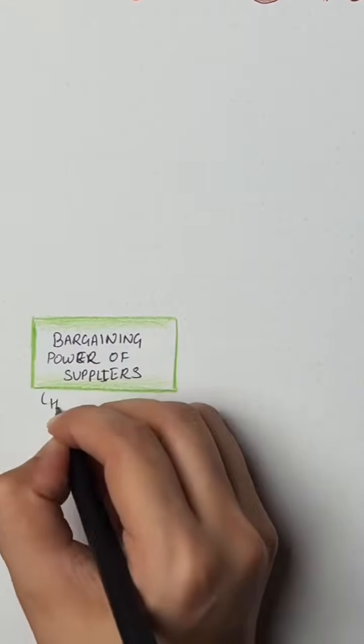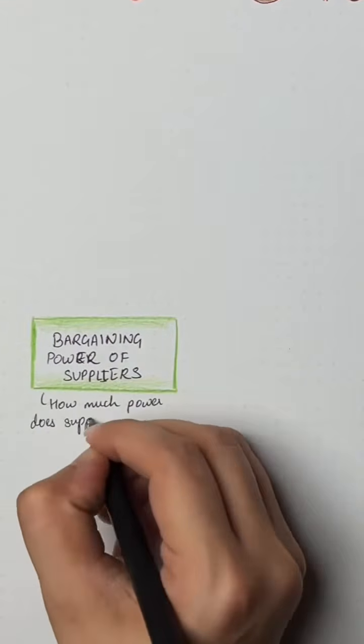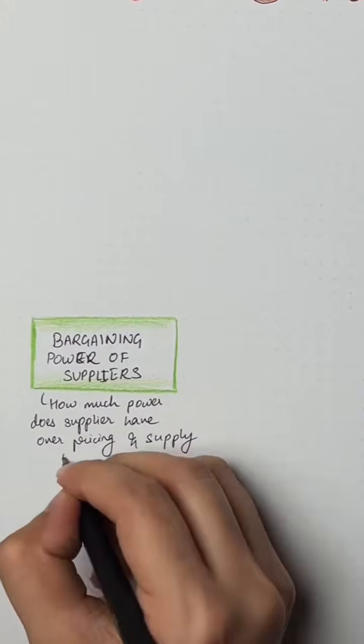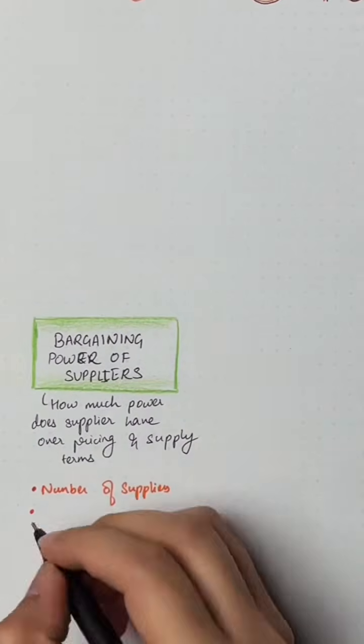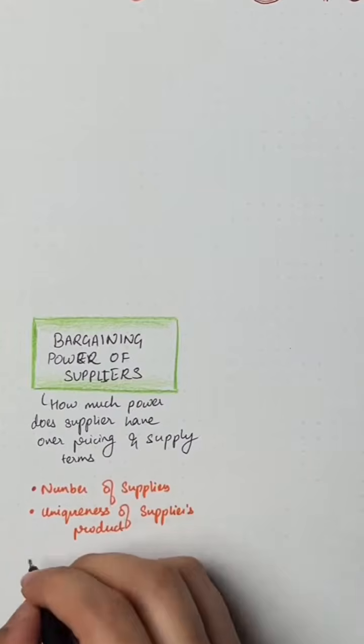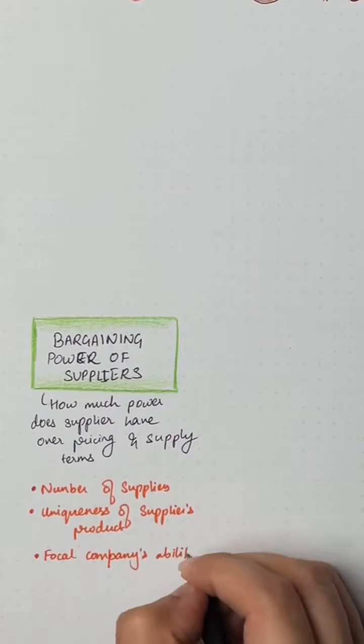So first is bargaining power of suppliers. This means how much power does the supplier have over pricing and supply terms. This can be understood by understanding the number of suppliers in the market, uniqueness of the supplier's product, and the company's ability to substitute the supplier itself.